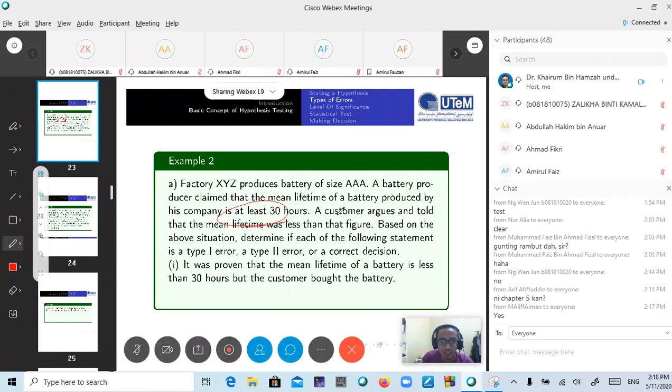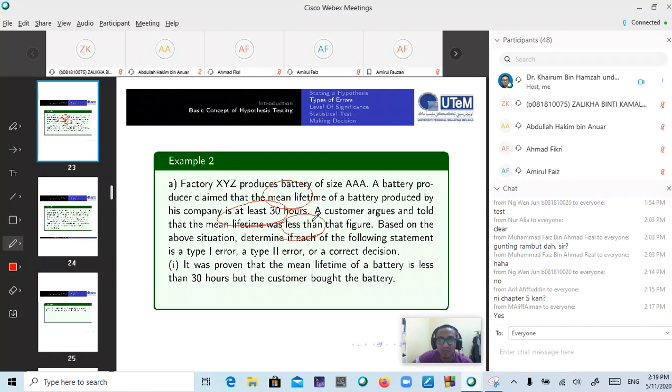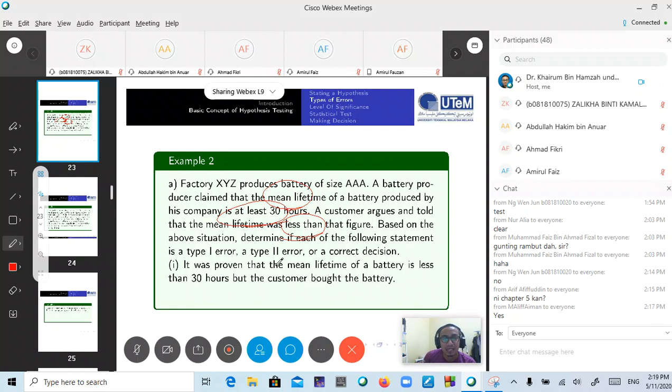Okay, the company mentions that the mean lifetime is at least 30 hours. A customer argues, okay, and says that the mean lifetime was less than that figure. Company ni dia dah mention lifetime at least 30, tapi seorang customer ni dia cakap kurang daripada tu. Based on the situation above, determine if each of the following statements is a type 1 error, a type 2 error, or a correct decision.